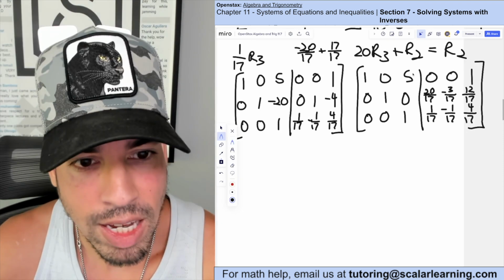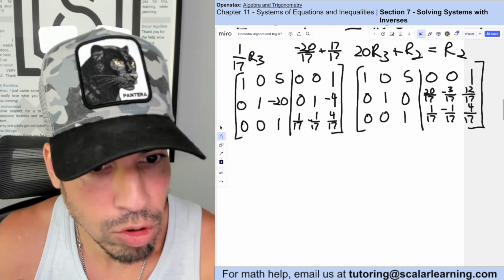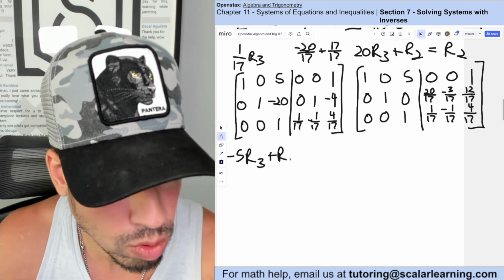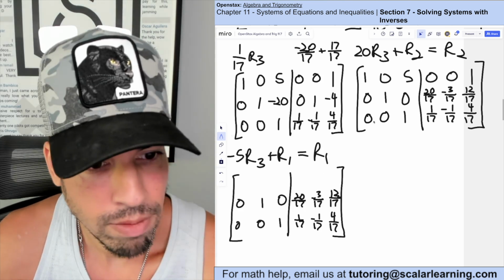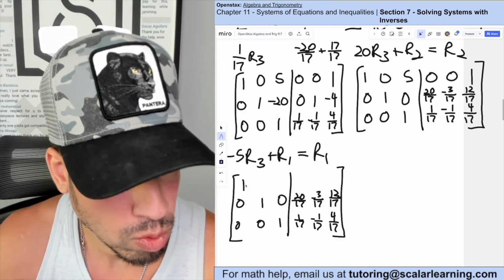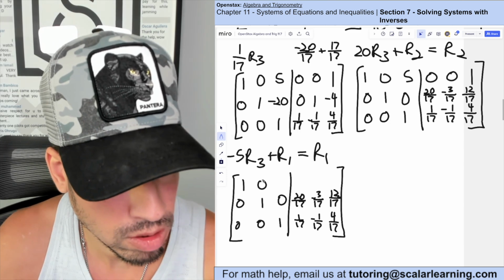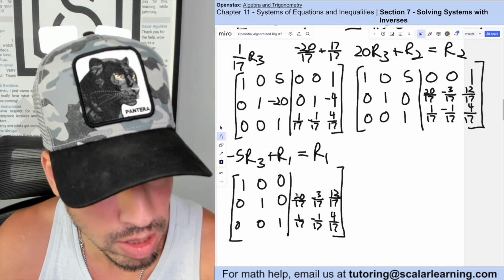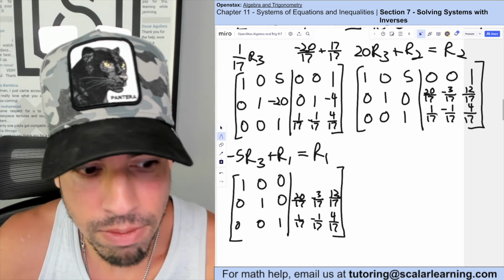All right, great. So last but not least, we got to flip this to a 0. So I'm going to multiply row 3 by negative 5 and add it to row 1 to get a new row 1. So we have negative 5 times 0 is 0 plus 1 is 1. Negative 5 times 0 is 0 plus 0 is 0. Negative 5 times 1 is negative 5 plus 5 is 0. Beautiful. Now we have what we want here. And now we got to finalize this one.